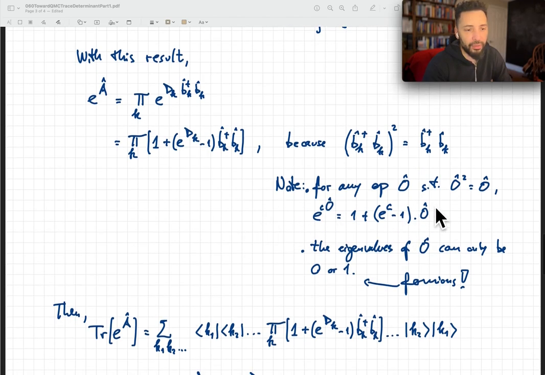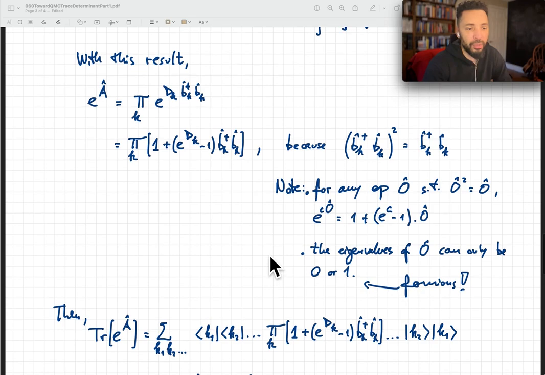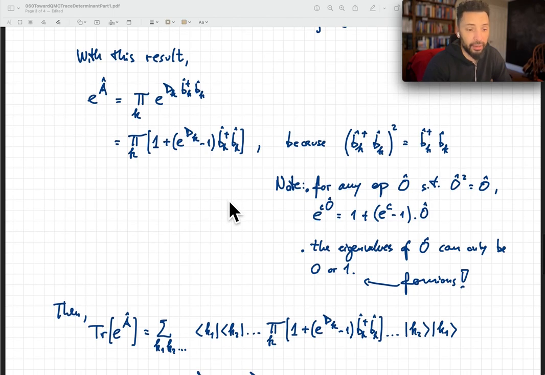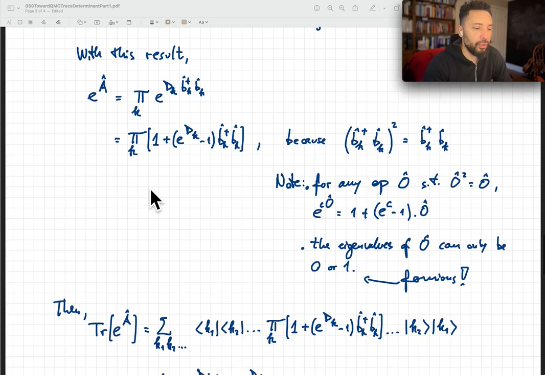And the other property is that because O squared is O, the eigenvalues of O can only be 0 or 1. There's nothing else. This represents, of course, the fermionic property of the system. So b_k dagger b_k is an occupation operator for state k in our transformed basis. And so that state can be either unoccupied, in which case the eigenvalue is 0, or it can be occupied only once by our fermions. And so the eigenvalue has to be 0 or 1. There's nothing else. And we'll use that in just a minute.